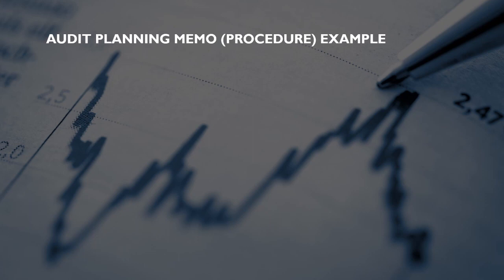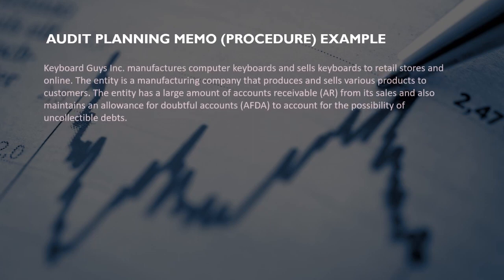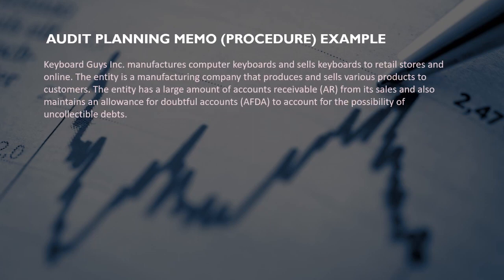Let's look at an example. Keyboard Guys Inc. manufactures computer keyboards and sells keyboards to retail stores and online. The entity is a manufacturing company that produces and sells various products to customers. The entity has a large amount of accounts receivable from its sales and also maintains an allowance for doubtful accounts to account for the possibility of uncollectible debts.